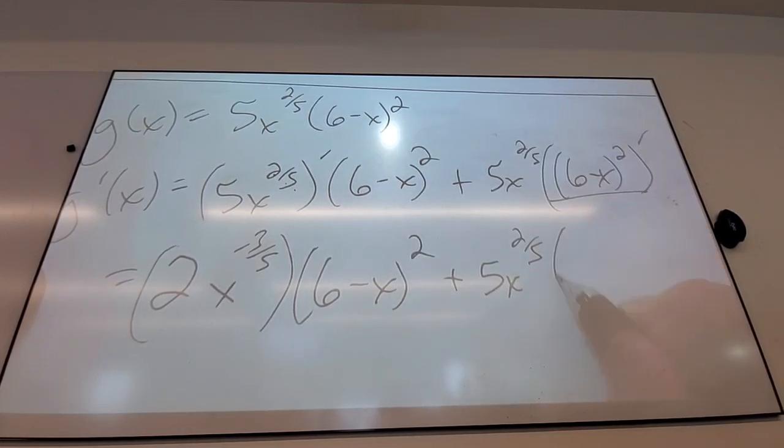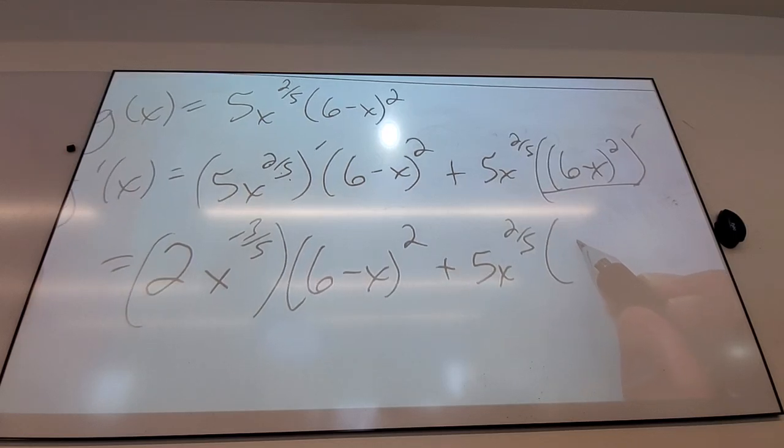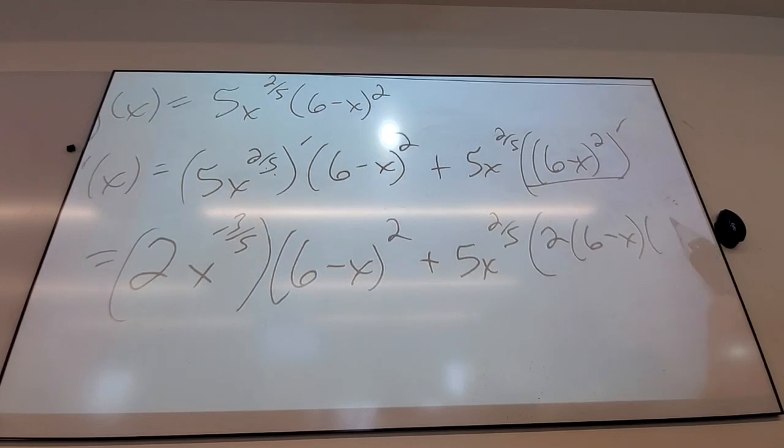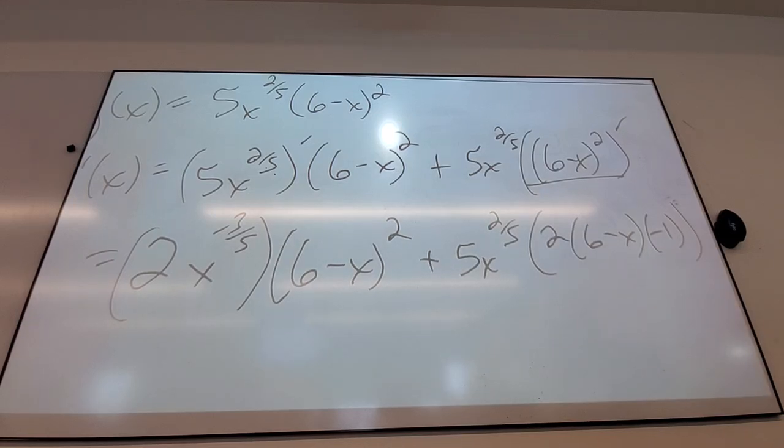Plus, what's the derivative of this guy? The 2 comes down. The inside derivative is -1. Yep. You guys with me out there?